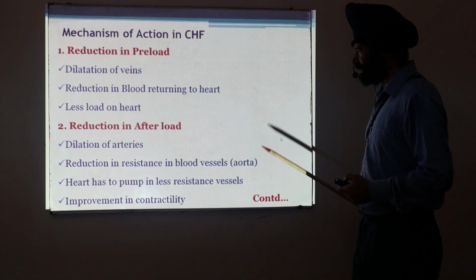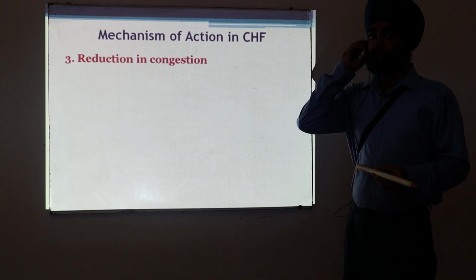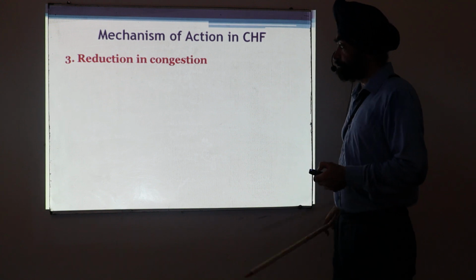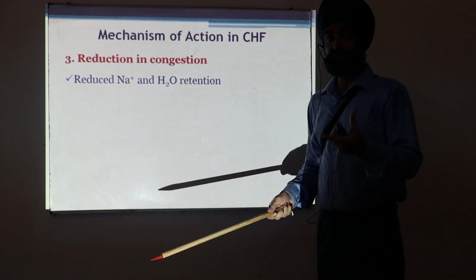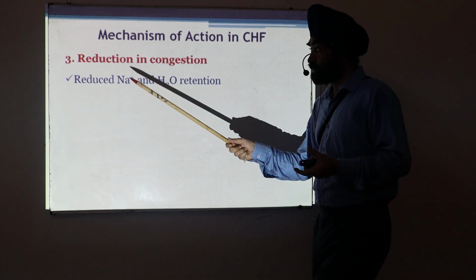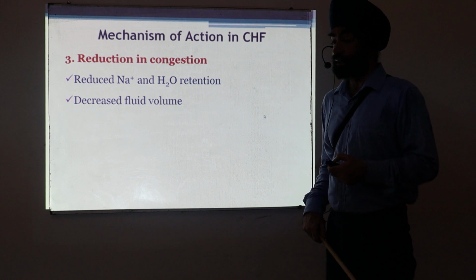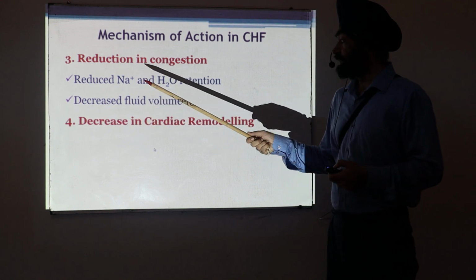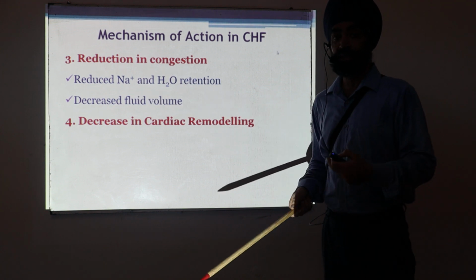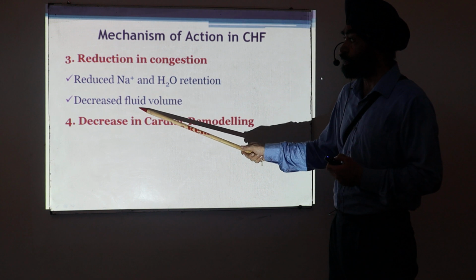So I am continuing with the mechanisms. Third mechanism, they reduce the congestion. How? Because angiotensin increases sodium and water, they reduce the sodium and water retention. As a result, fluid volume will be reduced. If the fluid volume is reduced, congestion is overcome. If congestion is not there, then dyspnea will not be there, edema will not be there. This is how the symptoms are overcome.